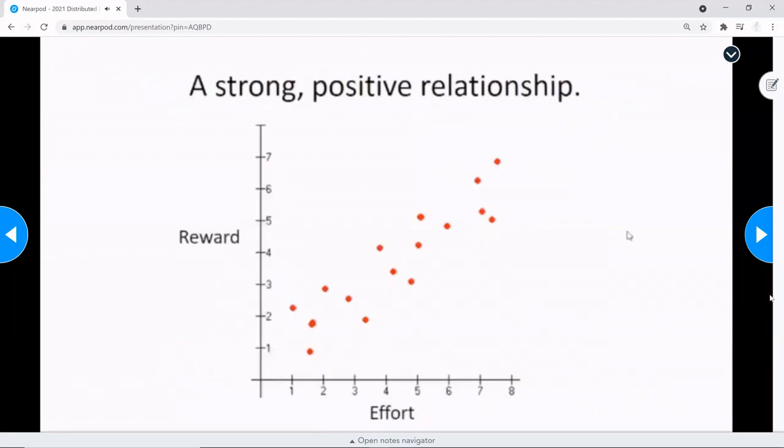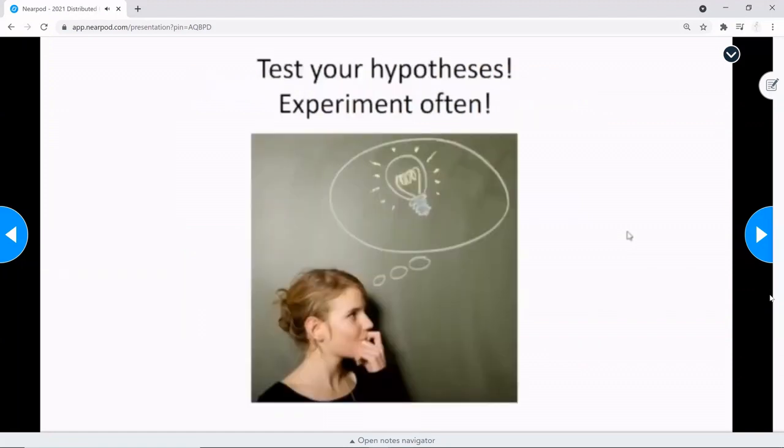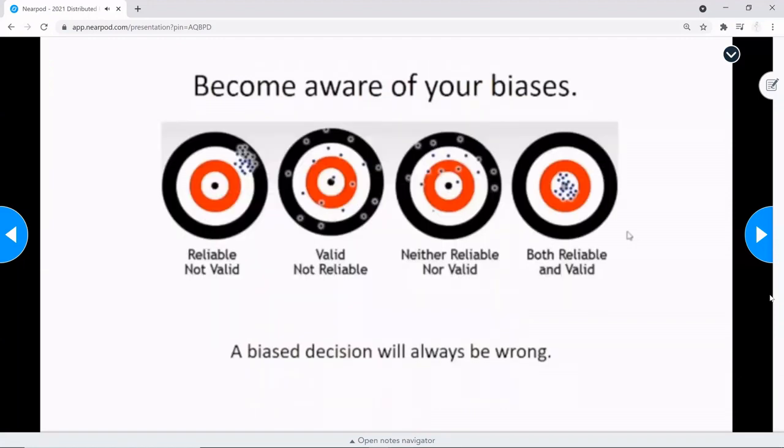One thing that I have learned through life is that there is a very strong positive relationship between the effort you put into something and the reward you get out of it. Always remember to hypothesize and test your hypotheses. Experiment often. Little experiments happen in life. Become aware of your biases. We want a diversity of opinions. We are all biased, each and every one of us, and a biased decision will always be wrong.